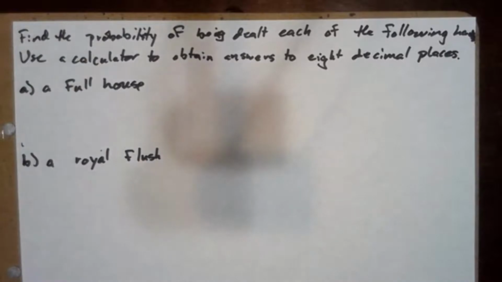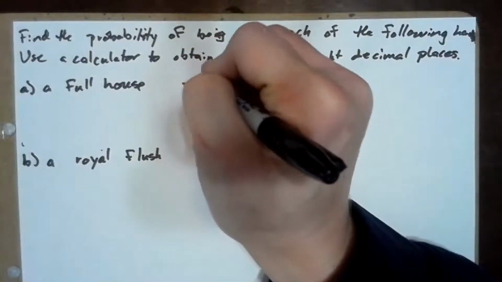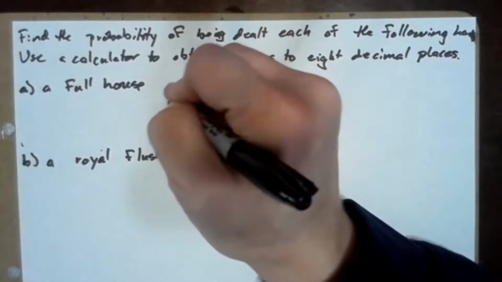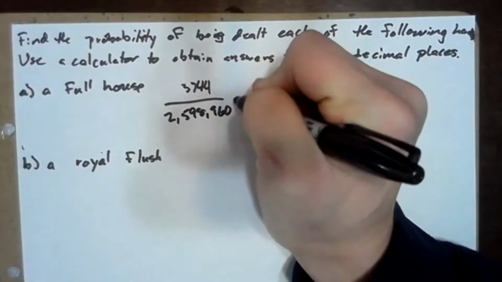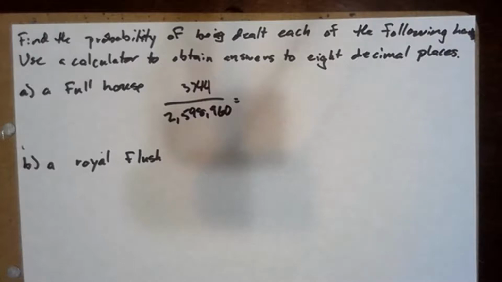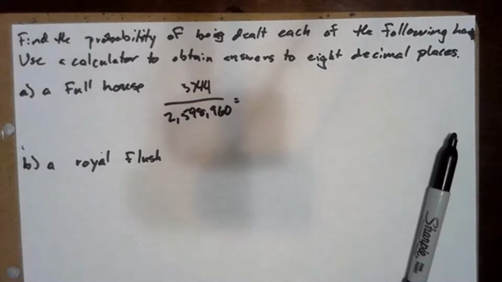Find the probability of being dealt each of the following hands. Use a calculator to obtain answers to 8 decimal places. The probability of being dealt a full house, that is, 3 of one card and 2 of another. Okay, well, there are 3,744 different full houses and 2,598,960 different hands of cards. Had to grab those numbers from the book, and then I dropped the book, which is fun. Get it back when we need it.